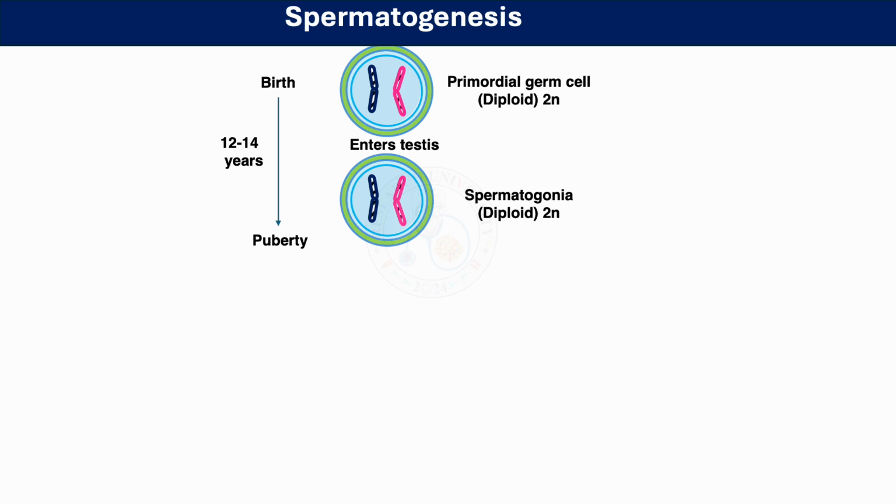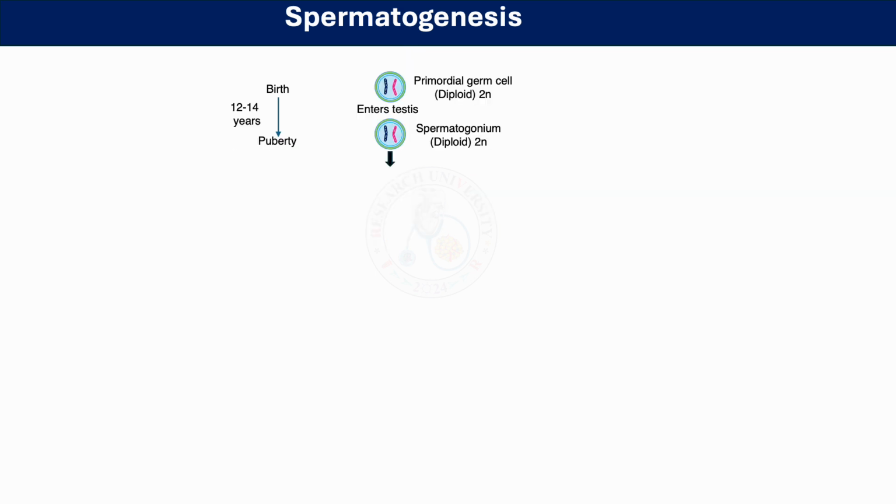It will take 12 to 14 years. Spermatogonia are undifferentiated diploid cells responsible for sperm production through spermatogenesis. During puberty, hormonal changes stimulate spermatogenesis. The hypothalamus releases gonadotropin releasing hormone, prompting the anterior pituitary gland to secrete follicle stimulating hormone and also luteinizing hormone, initiating sperm production.